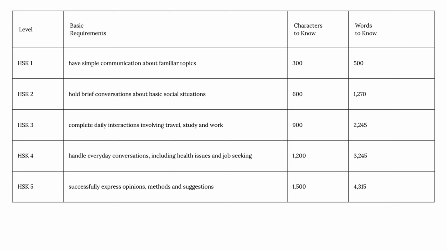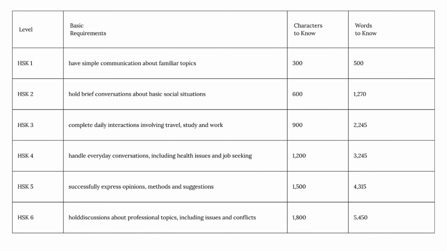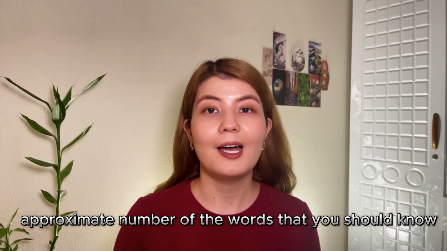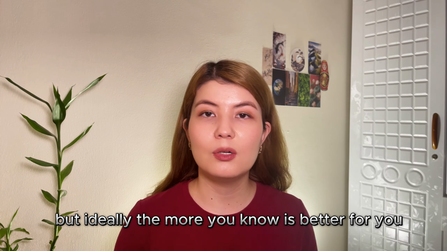Words to know, 4,315. For HSK 6, you should be able to hold discussions about professional topics, including issues and conflicts. 1,800 characters to know, words to know is 5,450. This is the approximate number of words that you should know, but ideally, the more you know the better for you.